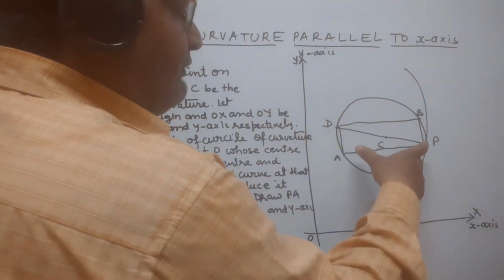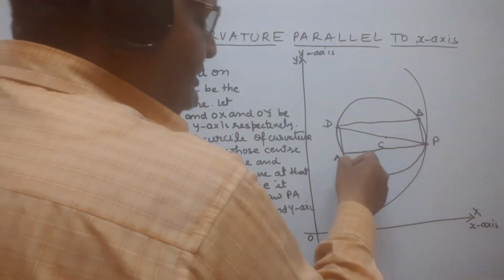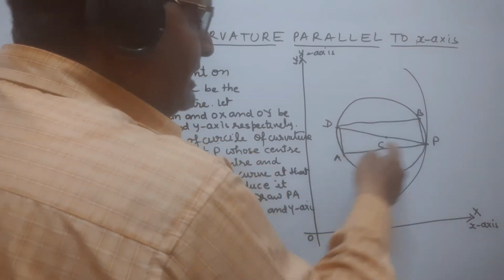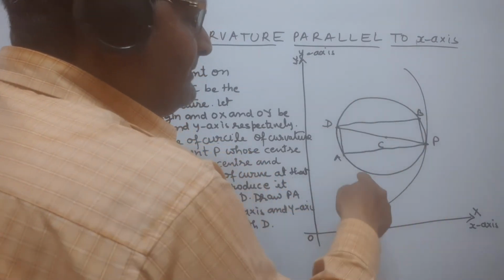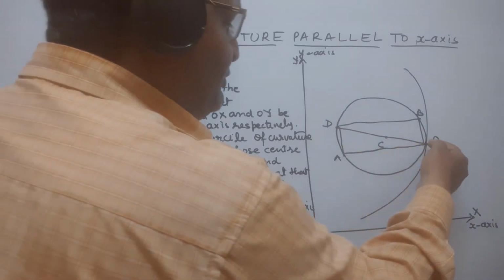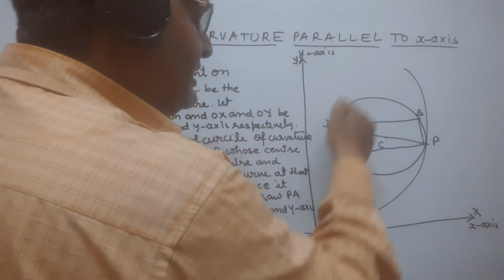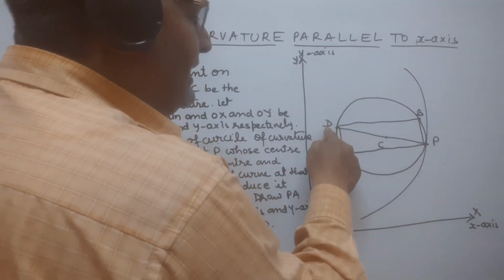Now we draw PA and PB. So this A and B lies on the circle of curvature and here we join P and C and produce PC to D which meeting the circle of curvature at D point.